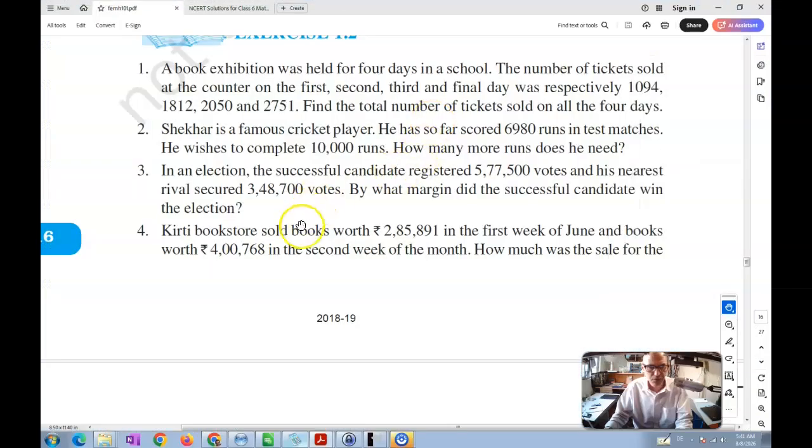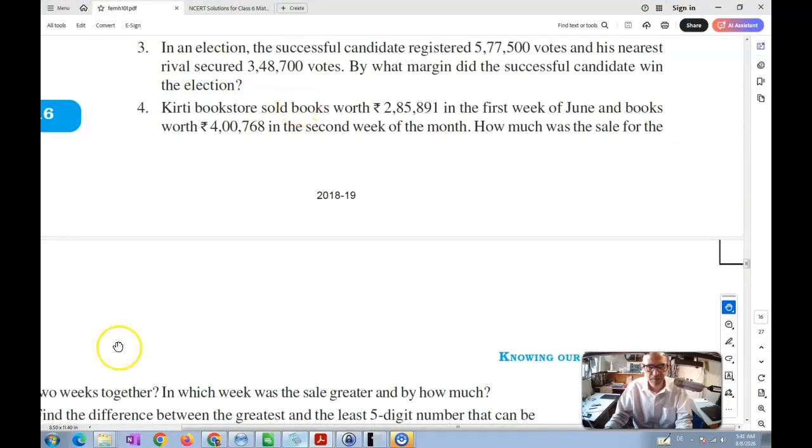Now the next question that we have is question number 3. We have, in an election, the successful candidate registered 577,500, or essentially in the Indian system of numeration, that's 5,77,500 votes, and his nearest rival secured 348,700 votes. By what margin did the successful candidate win the election?